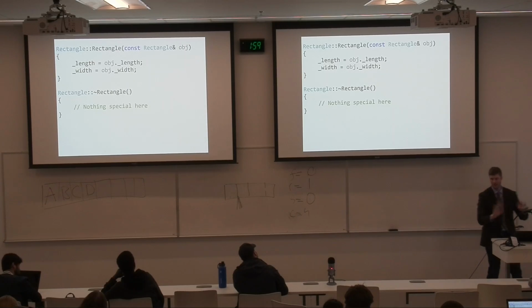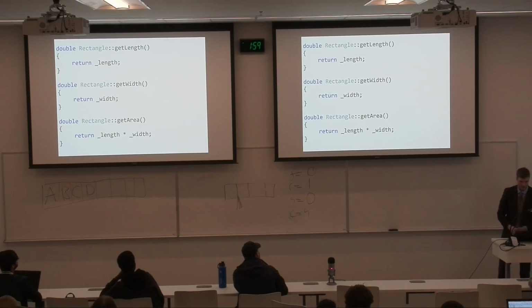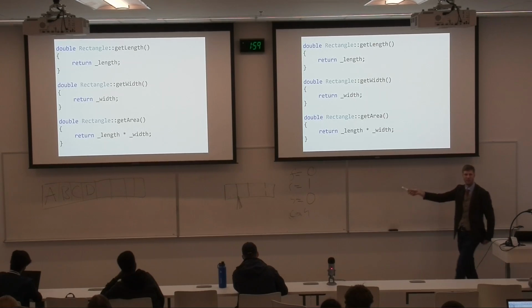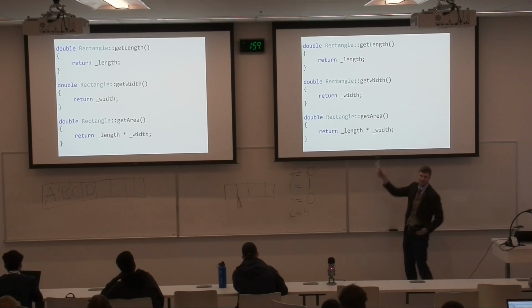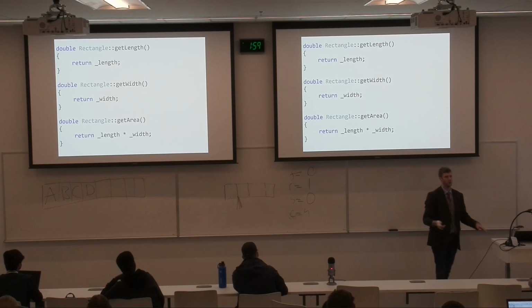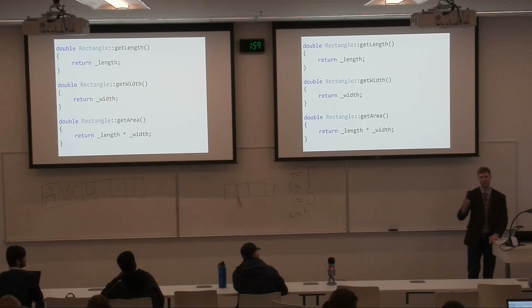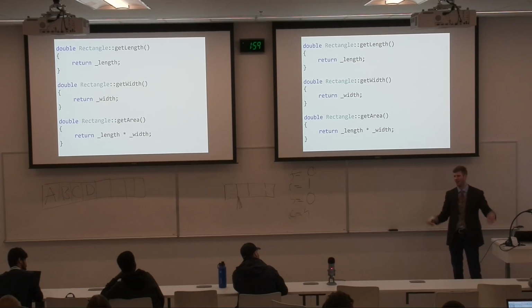I'm not trying to trick you. It is supposed to be simple. Get length, return the length. Get width, return the width. Get the area. I guess this one's kind of fancy, right? Length times width is the area. I suppose we could have made an attribute area that gets calculated automatically, but whatever, let's not. It just calculates it whenever we need it.